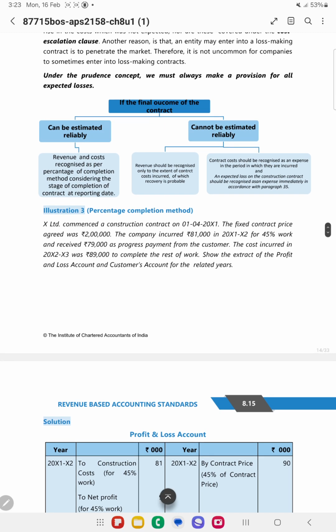Now if the final outcome cannot be reasonably estimated, then in such cases whatever contract cost there is should be recognized as an expense in the period in which it is incurred. Okay, so whenever cost is incurred, you recognize it. And also whatever expected loss is there in the contract should be recognized then and there. So this loss making contract situation arises only if you cannot measure the final outcome.